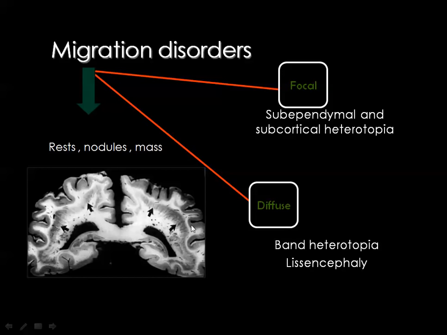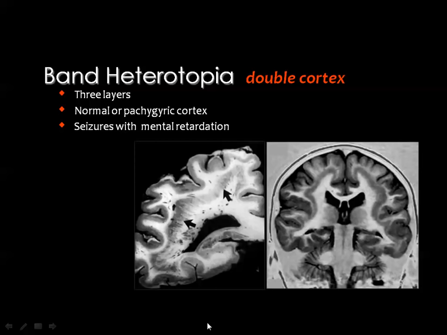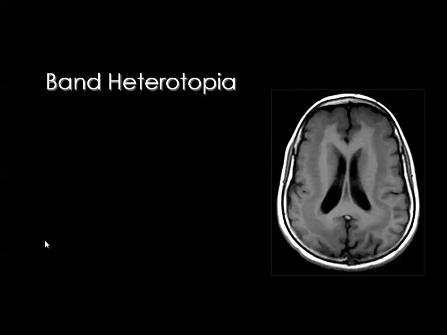Then you see cortex, then white matter, then another cortex, then another white matter. And this is an example by cadaveric section and by MRI. And here you see the original cortex, and you see a band of gray matter below the original cortex with a band of white matter in between, then white matter around the ventricle. This is known as the double cortex or the band heterotopia.